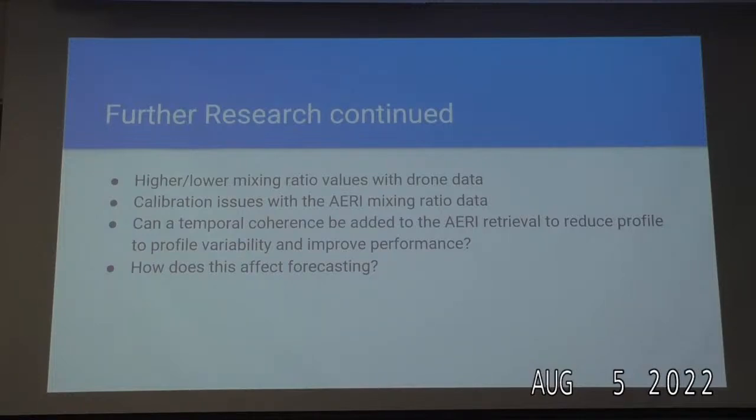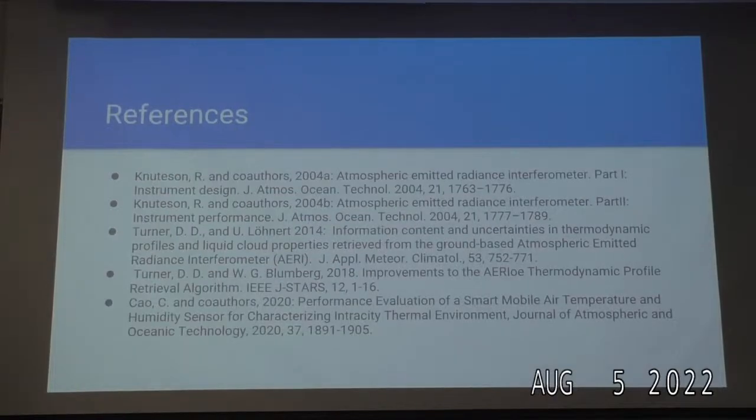And it would also be interesting to see how a lower mixing ratio value would help at all with the variability with area. And there are also questions if temporal coherence can be added to the area retrieval to reduce profile variability. And there are also questions about how this would affect forecasting or observations. So that is the end of my presentation.